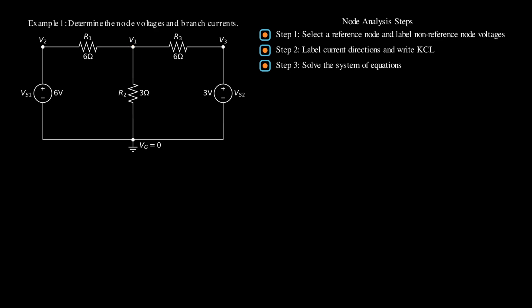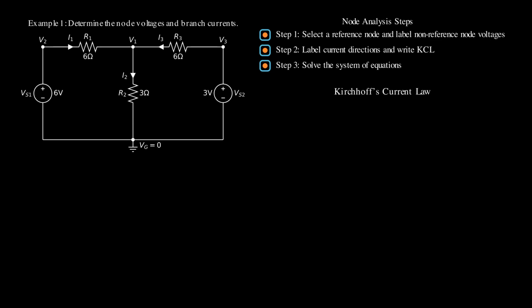Let's label the current directions like the way shown in the circuit. I will show you another way later. You will see that we will get the same equations. Now let's write KCL for node 1. But what is KCL? KCL stands for the Kirchhoff's current law.